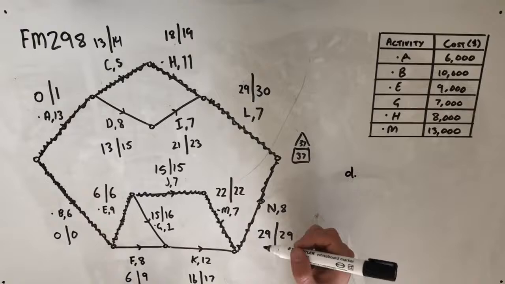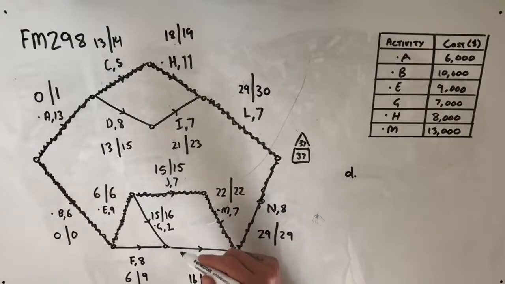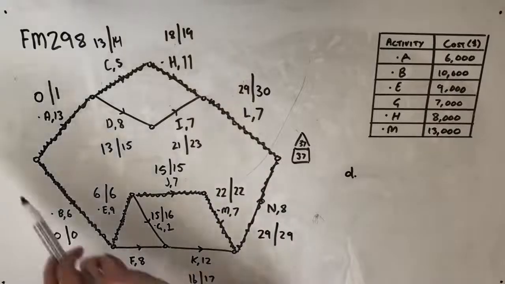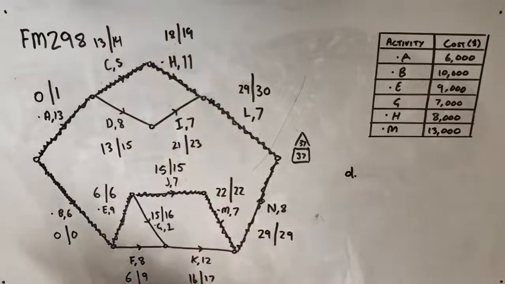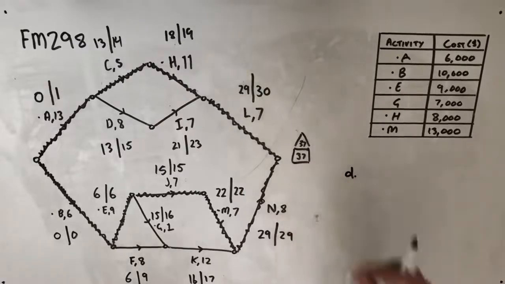It's not worth us reducing G, because if we were to reduce or crash G, we would just be leaving another critical path up here. However, if you are interested in how this is all working, it is sort of an acquired skill.